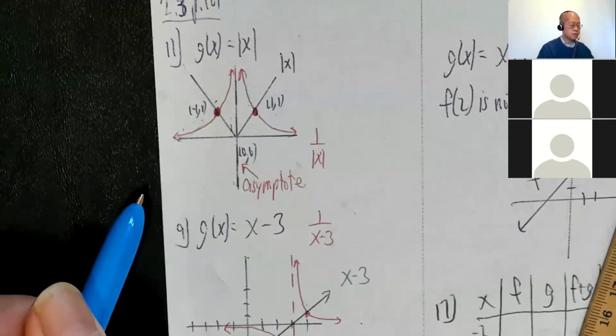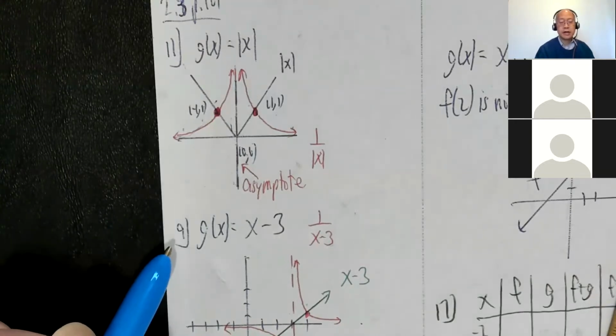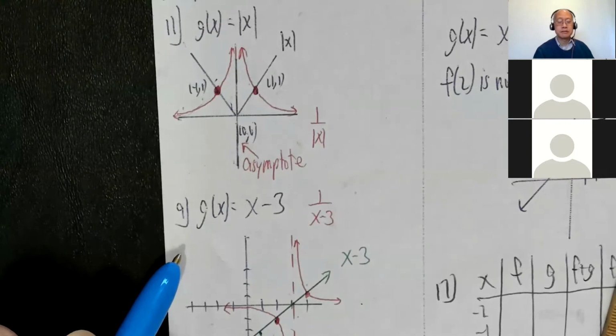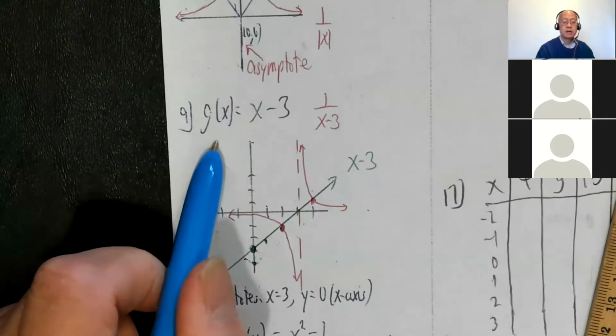I'll do more. Many more. I'm going to end up doing almost all the problems, frankly, but that's okay. I'm sure you don't mind. Okay, back to number 9. I am going out of order, but I wanted to show you the absolute value first.